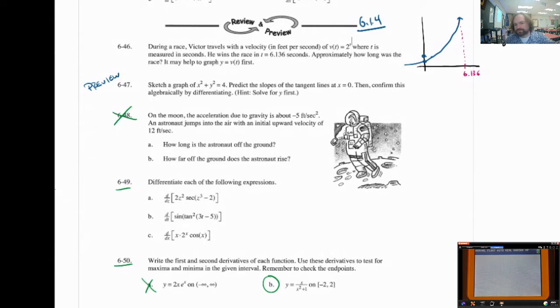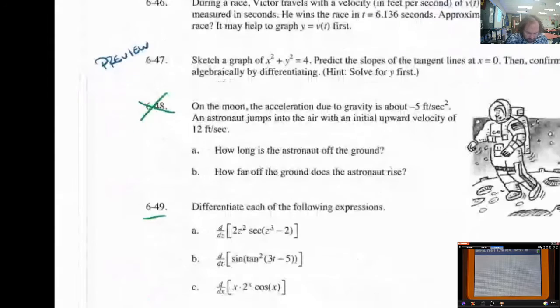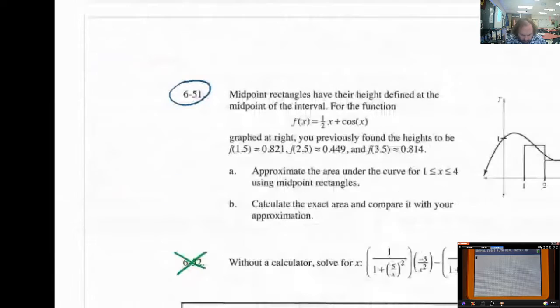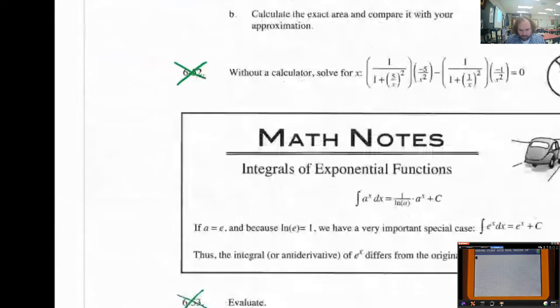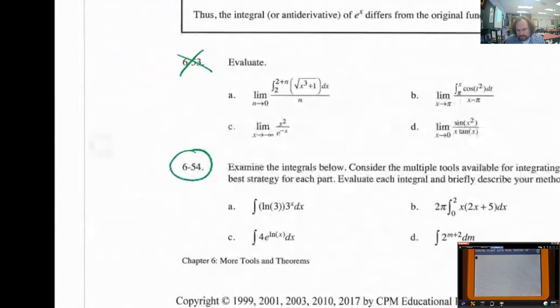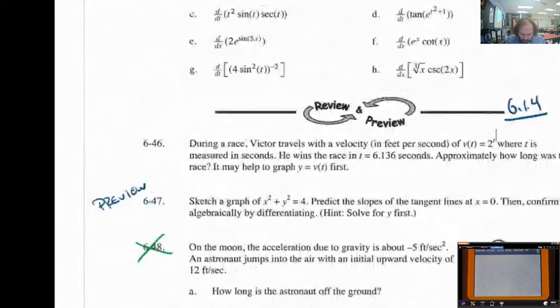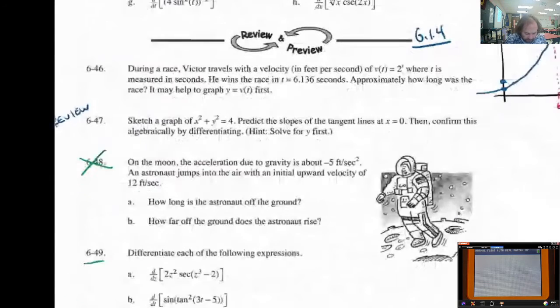This is the homework. We're going to be skipping a good amount of it. So before we even get started, we're not going to do 648. We're not going to do 650 Part A. We're not going to do 652. And we are not going to do 653. We'll look at 653 for a minute, but we're going to skip a lot of this. But even then, there's still a lot of good stuff here.